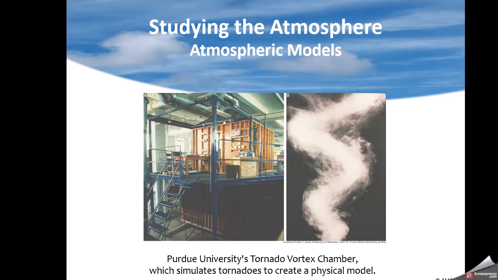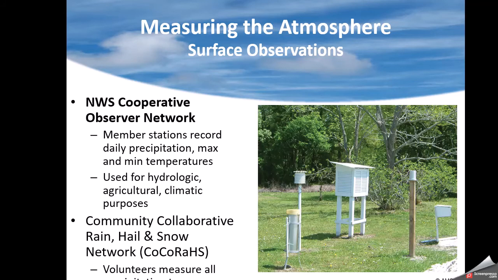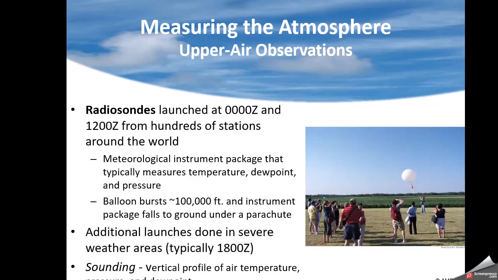In the weather, we look at things in tornado vortex chambers like Purdue has, automated surface weather systems. We even look at numerical models. Everything I'm going to talk to you about can be explained in numerical models to a point. The National Weather Service has cooperative observer networks that actually look at hail, rainfall estimates, temperature, max, min temperatures. All of that is really designed to look at long term, but some of that data can be transmitted to National Weather Service sites every day.